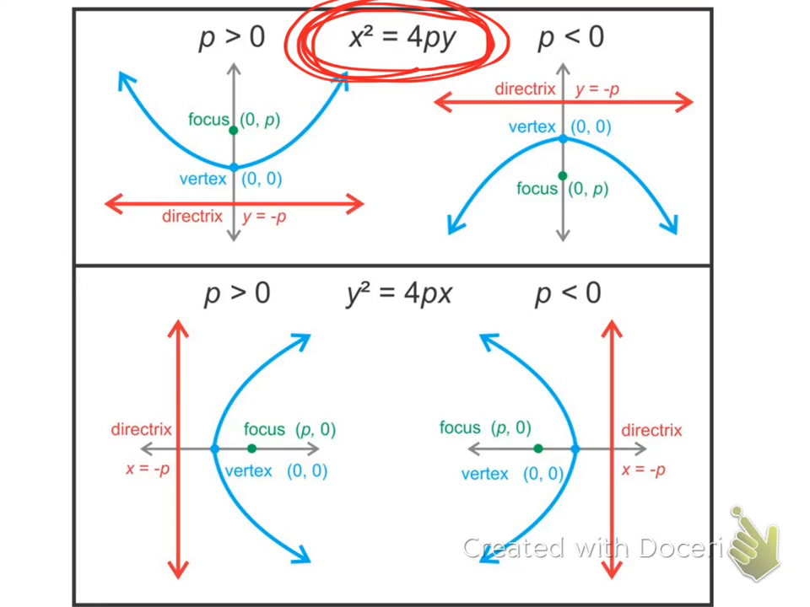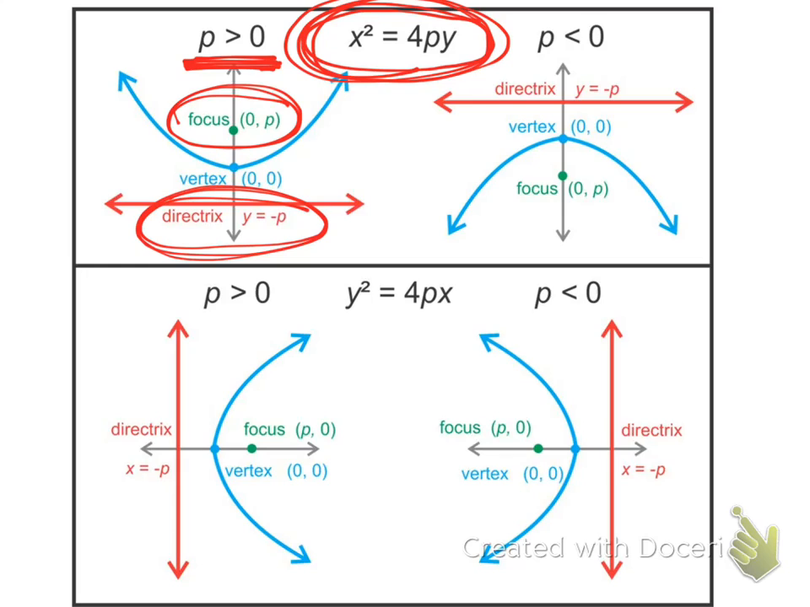So if the x is the variable that's squared, your parabola is going to open up or down. Now, I would also make a note: if p is the part being multiplied by 4 and by the y, and p is greater than 0, your parabola opens up. The focus is at 0, p. The directrix is the line y equals negative p. So the key is to find the p. Once you find p, you can find the focus, you can find the directrix, and you can graph it.